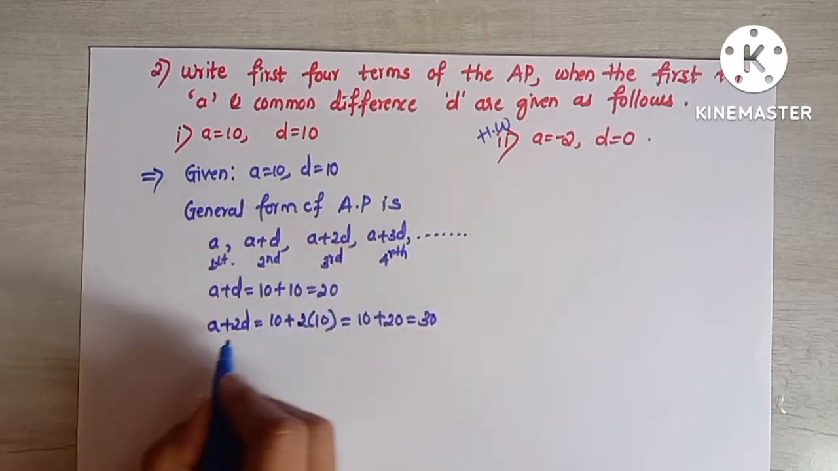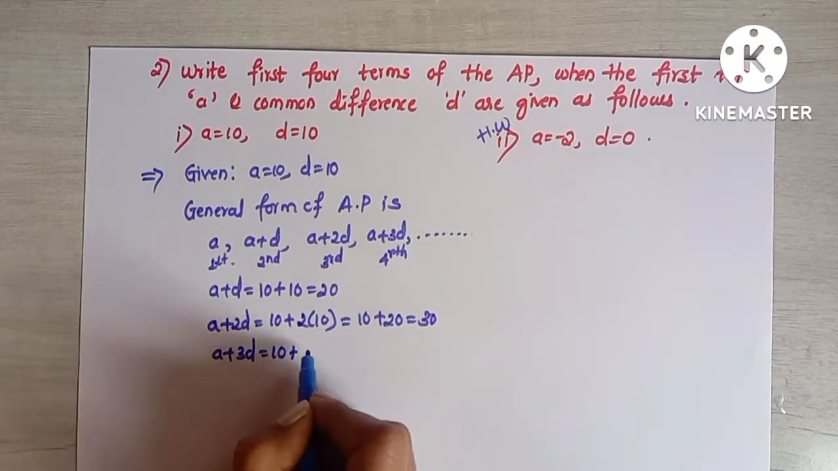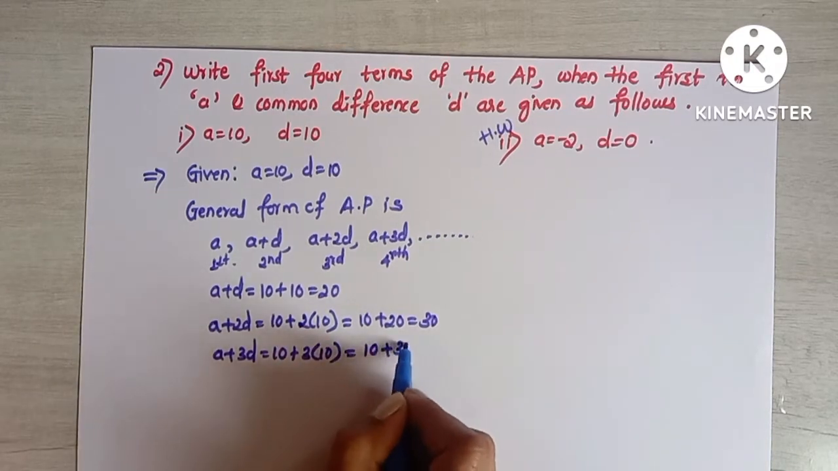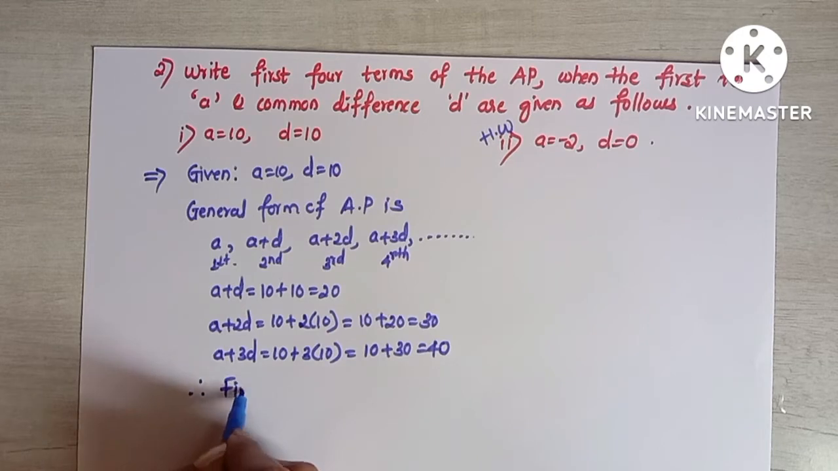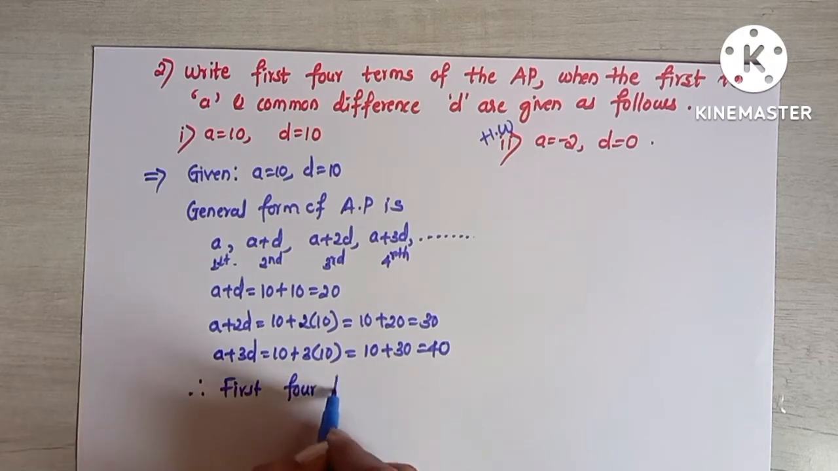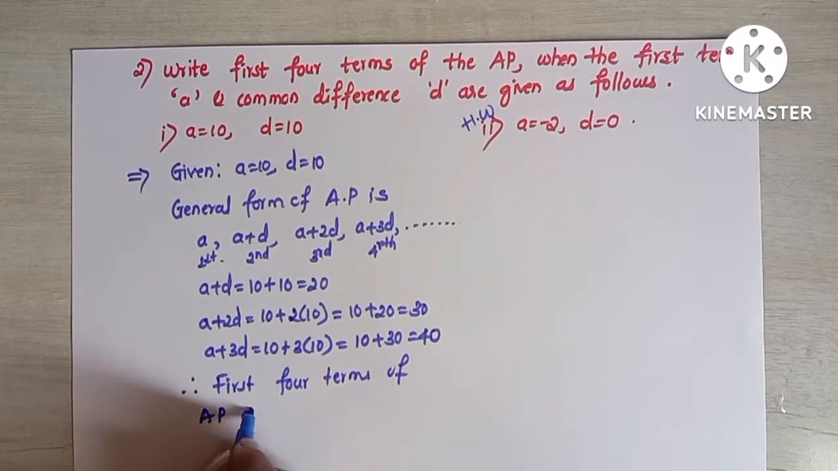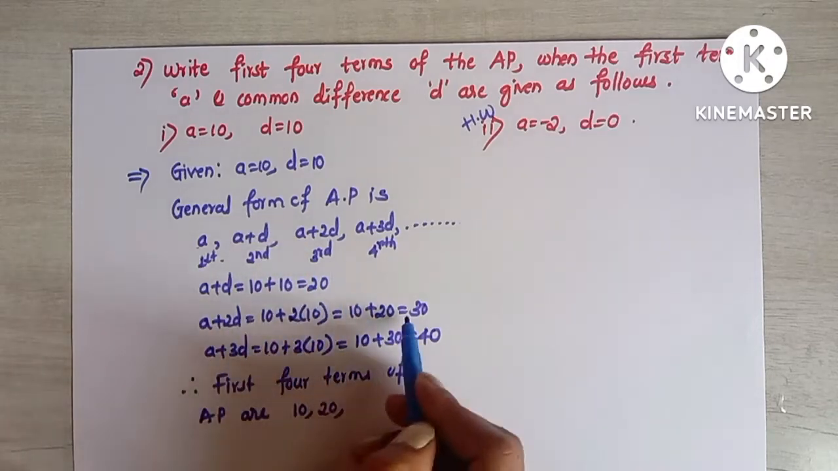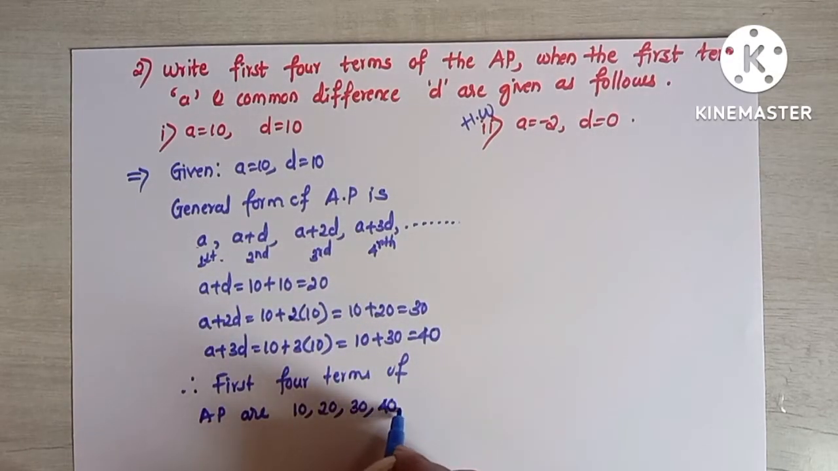Next term is A plus 3D. So let us substitute the values. A is 10 plus 3 into D is 10. So this will be 10 plus 30, that is 40. For first 4 terms of AP are, first term is A, that is 10. Second term is A plus D, that is 20. Third term is A plus 2D, that is 30. Fourth term is A plus 3D, that is 40.